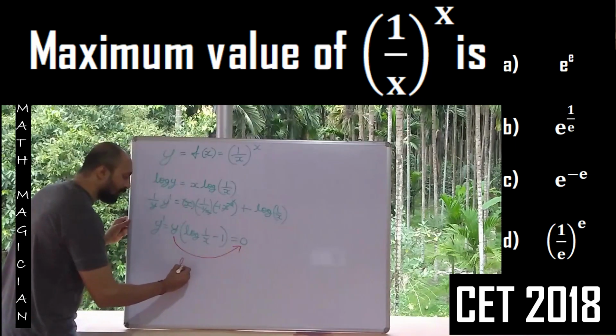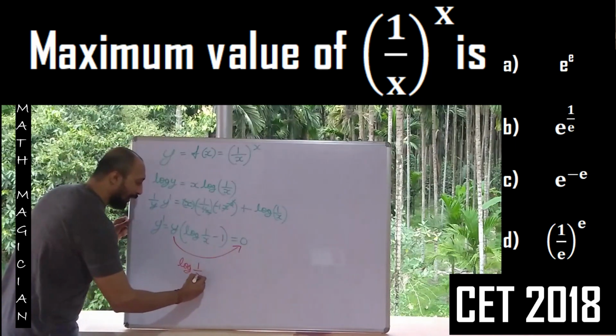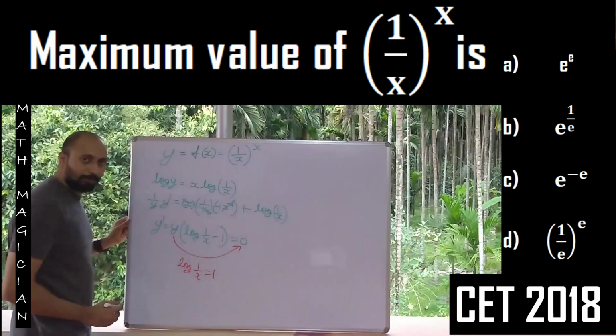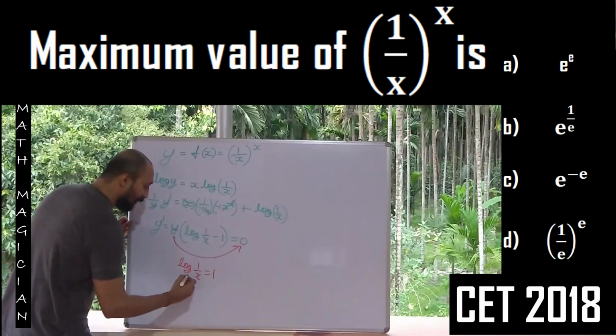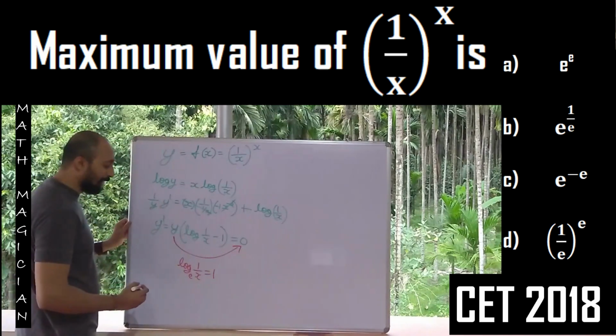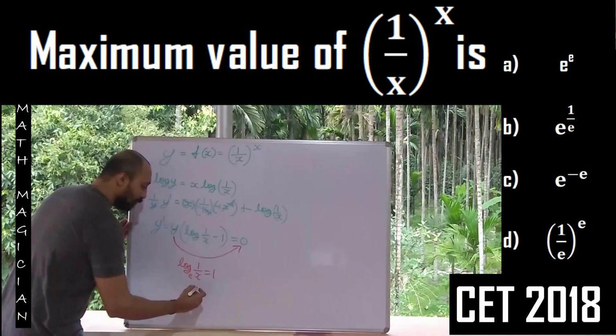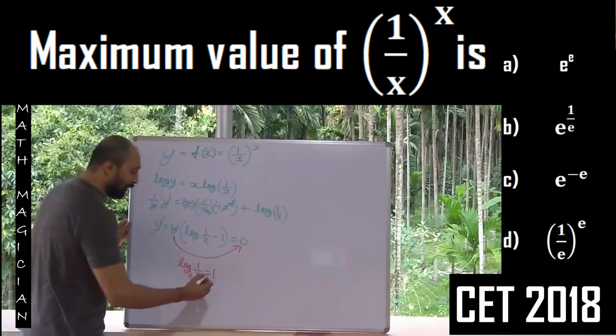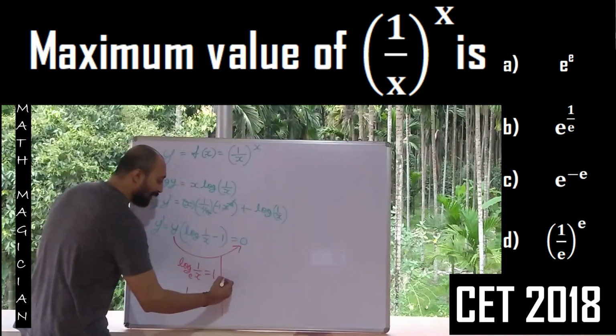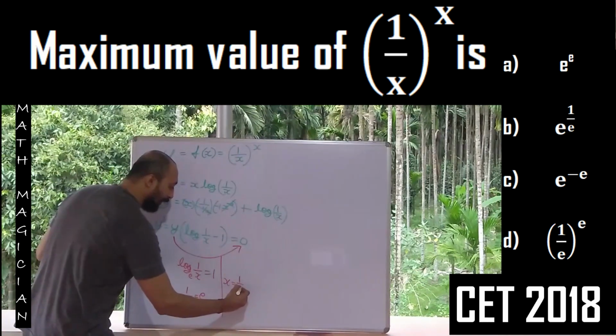So what remains is log 1 by x is equal to 1. Since log is there and no base, I will have to take base e. So it is 1 by x is equal to e to the power of 1, that is e. So what is x value? So x, I can write it as 1 by e.